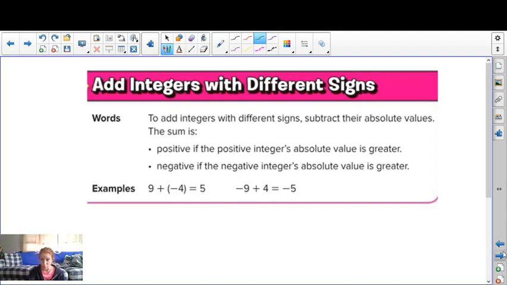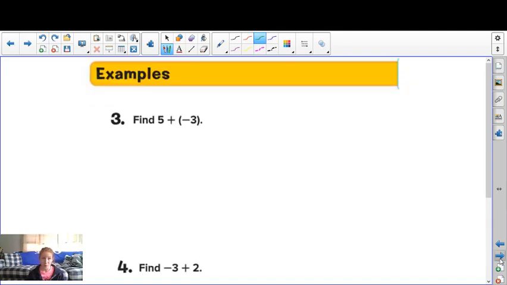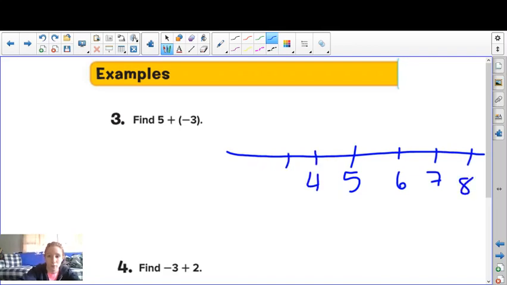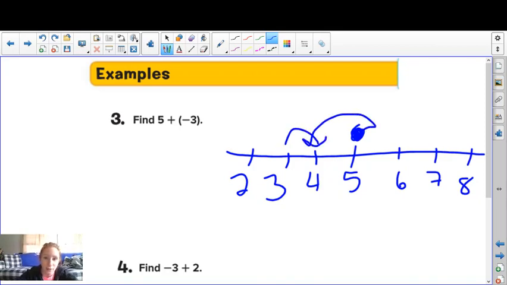Again, I think the number line is more helpful, so I'm going to do the number line to start with. So we're going to find 5 plus -3. So I'm going to start at 5. I see the plus, so I want to go to the right, but then I see the negative and I turn around and I go 1, 2, 3. So my answer is 2.